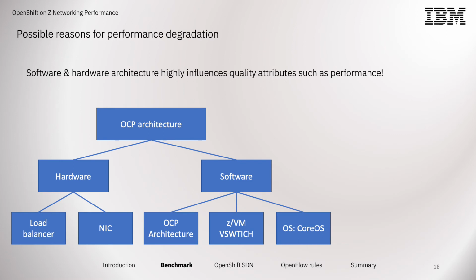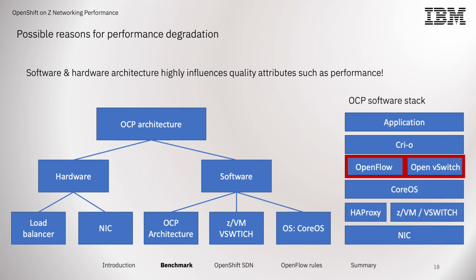With OpenShift, we have a quite complex hardware and software stack with all those load balancers, NICs, the OCP architecture with the OpenShift SDN, the CVM vSwitch, and the CoreOS. Mapped to the OCP system stack, this can be represented by such a layered architecture. At the very bottom, we have the network cards, then we have the load balancers, the CVM vSwitch, and on top of it, the CoreOS operating system.